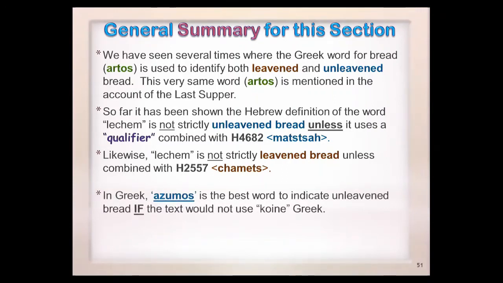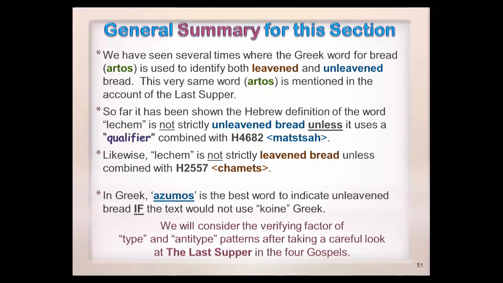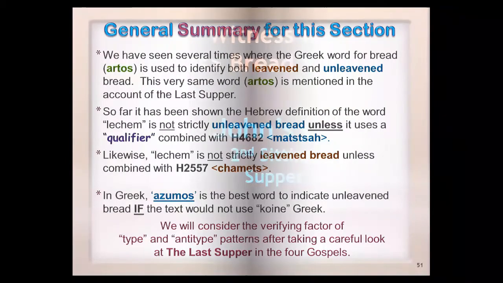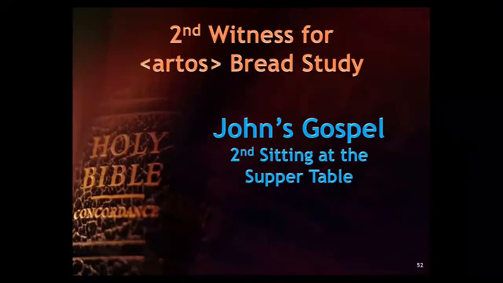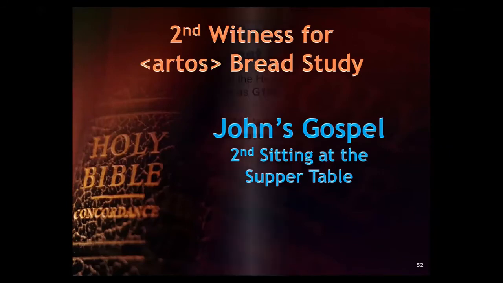In Greek, azumos is the best word to indicate unleavened bread if the text would not use Koine Greek. That would have been really nice if they would have used that other word. We will consider the verifying factor of type and antitype patterns after taking a careful look at the Last Supper in the 4 Gospels. We are now ready to go into the second witness for the artos bread study. And this is about John's Gospel and the second sitting at the supper table. This is a really interesting part of the study.